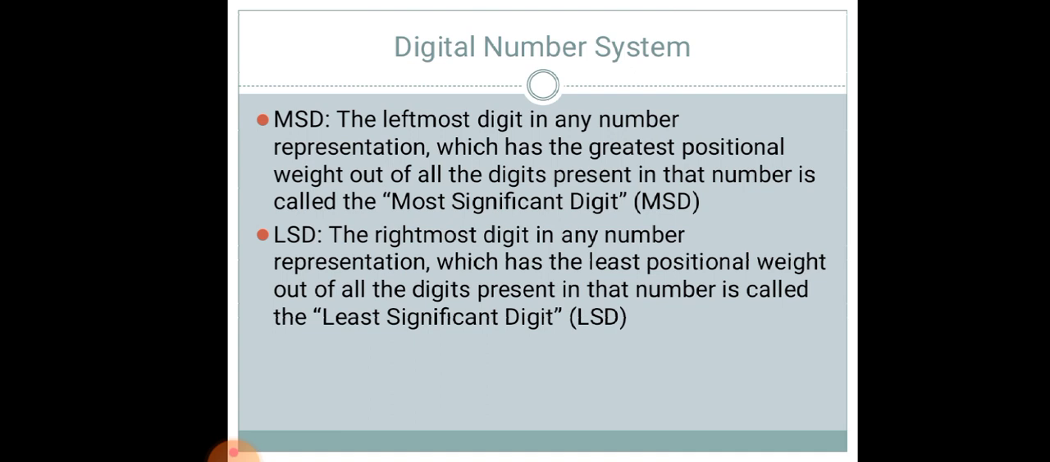Then the digital number system contains two important digits, called the most significant digit and the least significant digit. Now, most significant digit means what? The leftmost digit, which has the greatest positional weight, is called the most significant digit, and least significant digit means the digit which has the least positional weight.